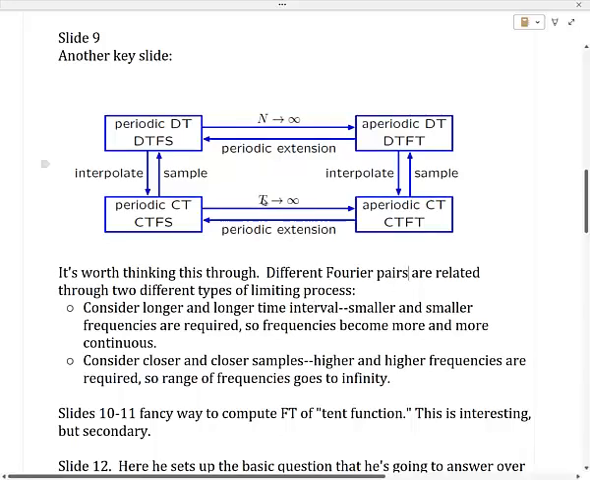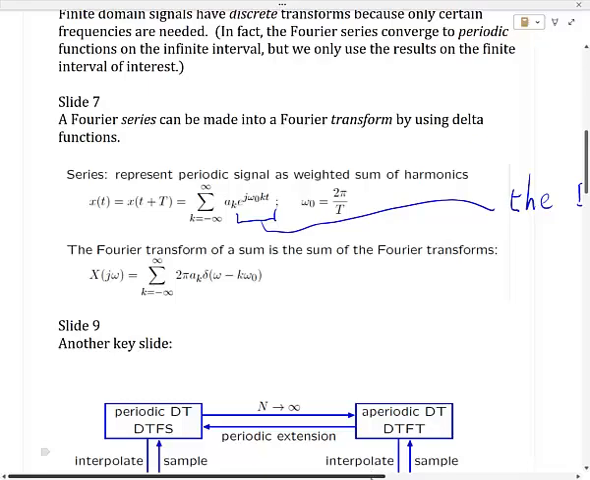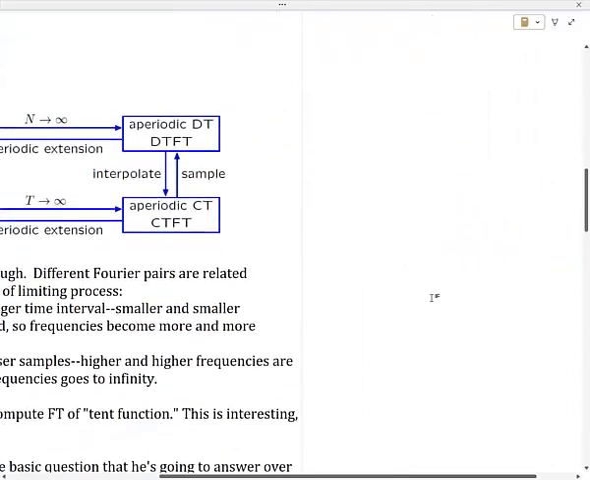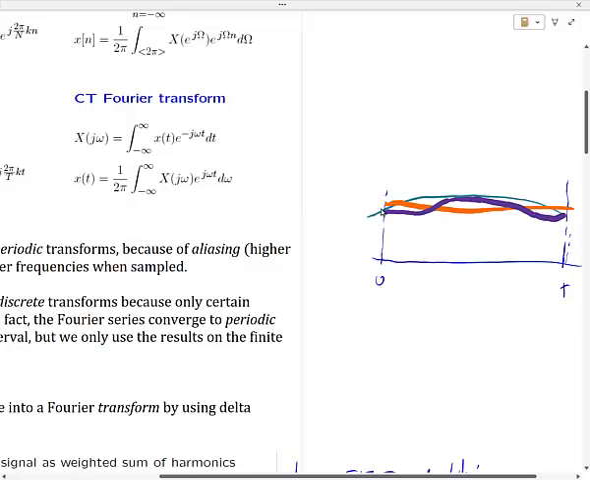All right, here we have, for instance, longer and longer time interval. Longer and longer time interval means smaller and smaller frequencies are required. I showed how you can have a signal on an interval, and the very low frequencies you don't need to worry about because they're close to constant. However, if you have longer and longer intervals, you can have lower and lower frequencies.